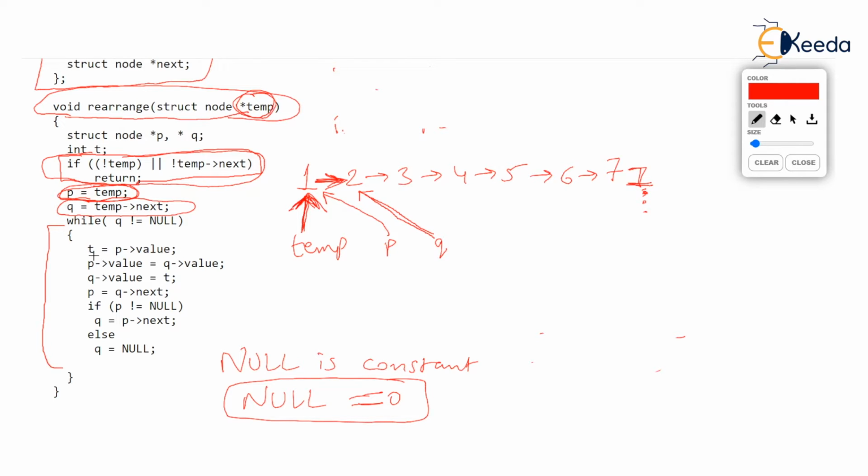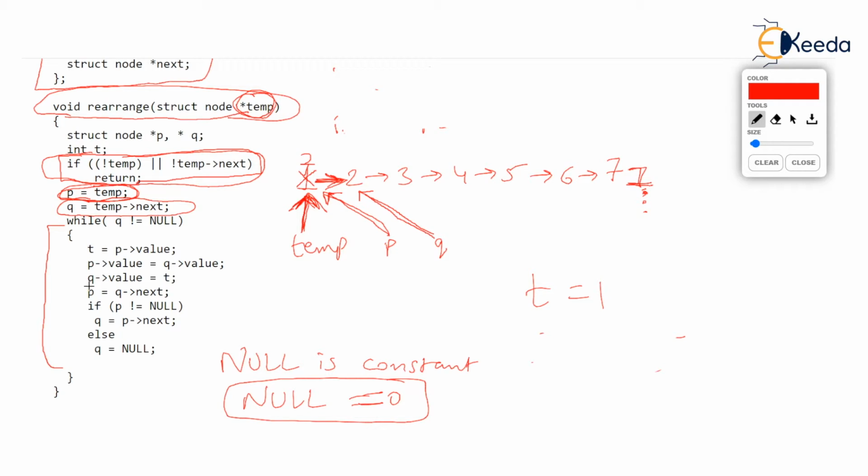We know that t is a temporary integer. Check that, t is an integer variable, isn't it? So t becomes equal to p arrow value, so t becomes equal to 1 because p arrow value is 1. The next line says p arrow value should become equal to q arrow value. So this is p arrow value, which I am striking out. P arrow value should become equal to q arrow value, but q arrow value is 2. So the node 1, which was storing 1, will now store 2. 1 is overwritten with 2.